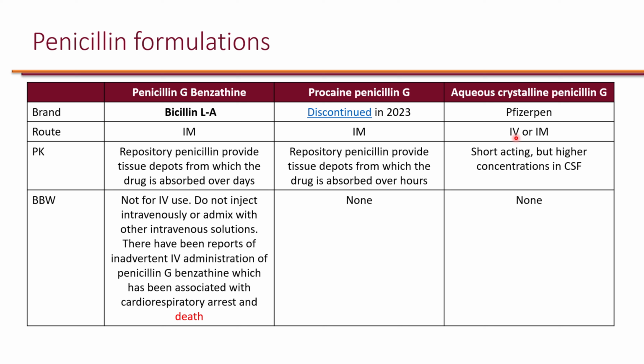What you want is intravenous penicillin so that you can get high concentrations into the CNS. Because aqueous crystalline penicillin G is short acting, you can give higher doses, so that's something to consider when we look at treatment. Anytime you have IV, you have to make sure that you don't use the other formulations.